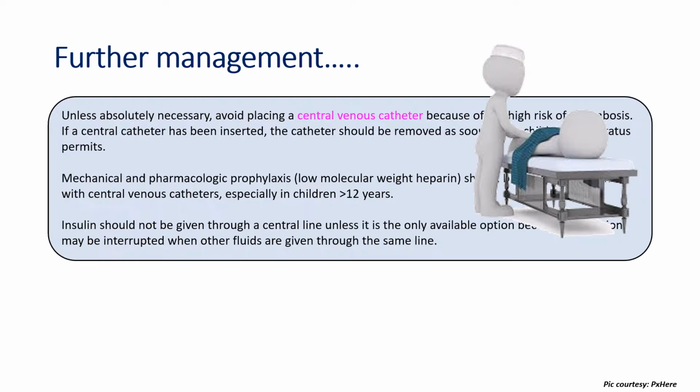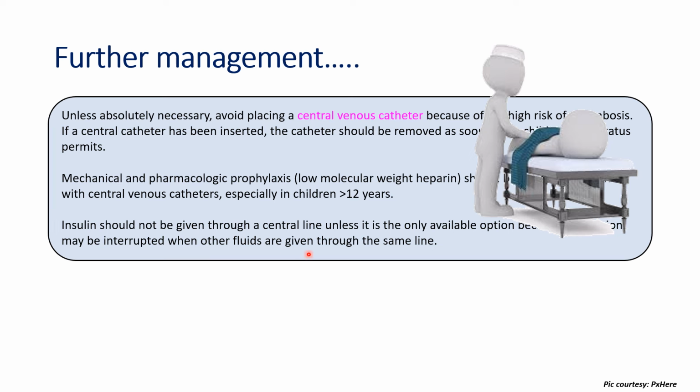For further management, one must remember that unless absolutely necessary, one must avoid placing a central venous catheter because of the high risk of thrombosis, and in case it has been inserted, the catheter should be removed as early as possible. Mechanical and pharmacological prophylaxis with low molecular weight heparin should be considered for those people with central venous catheters, especially children more than 12 years, that is adolescents and adults.